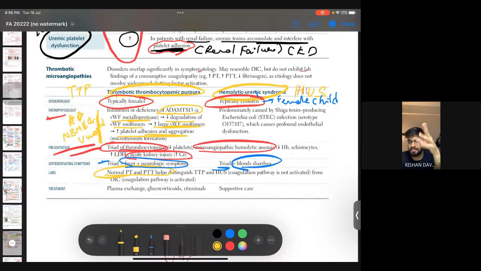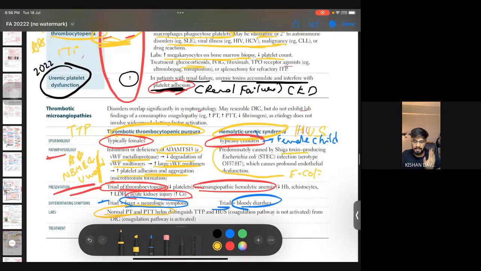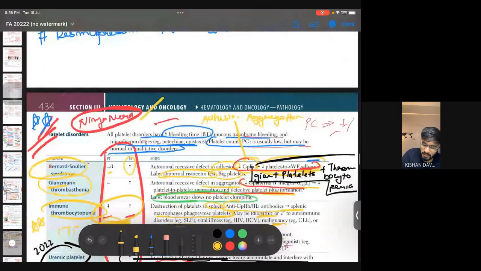Similar points, just two to three differences. Women, children. Triad will be in both. Here it will be fever plus brain symptoms and diarrhea. Okay, and you need to remember the pathophysiology: in TTP it is because of ADAMTS13, whereas in HUS it is because of Shiga-like toxin, that is Escherichia coli. Okay, simple. So this page is very important for the platelet disorders.